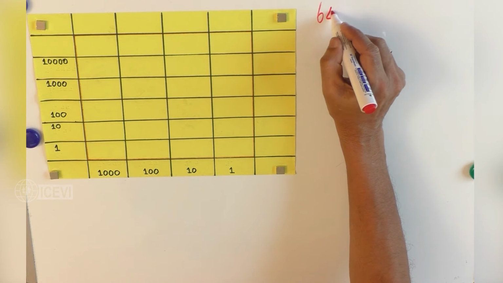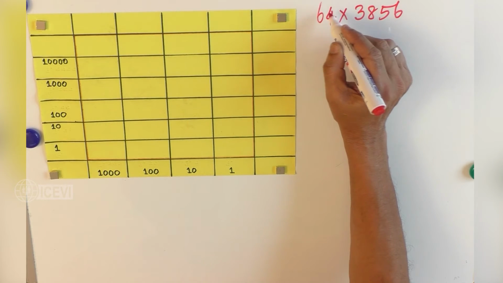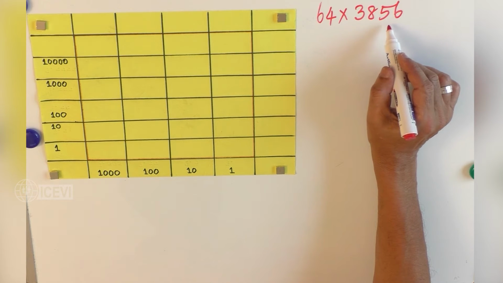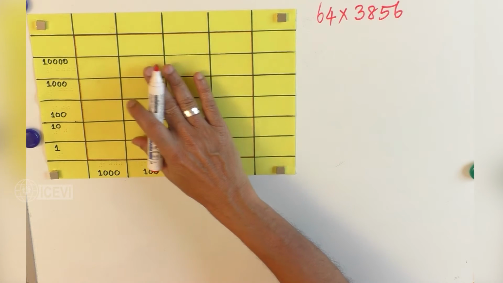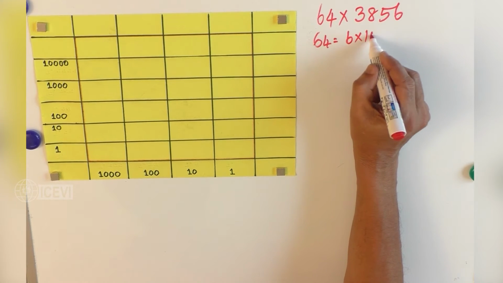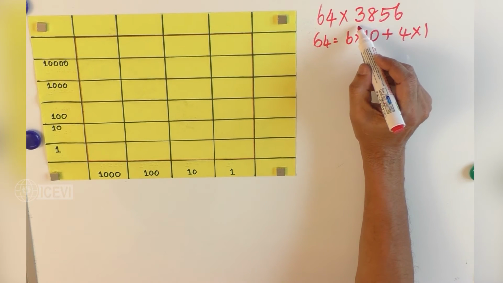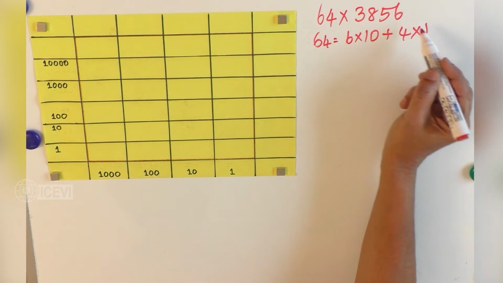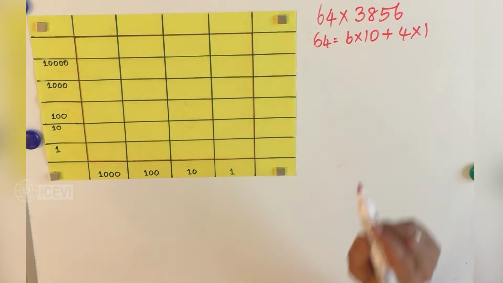Let us multiply 64 with 3856. So here 64 is the multiplier and the multiplicand has 4 digits. Now we are using this expanded form template to multiply. We are breaking 64 into 6 times 10 plus 4 times 1. Now we are taking the 4 digits of the multiplicand, one at a time, and multiplying each with 64 in the expanded form approach.